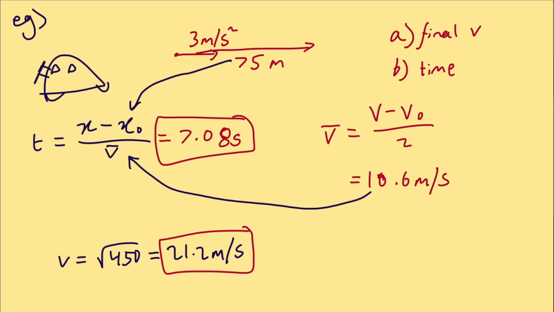So the Ferrari, after accelerating for 75 meters, is moving at 21.2 meters per second. The time it takes to accelerate to that speed is 7.08 seconds.